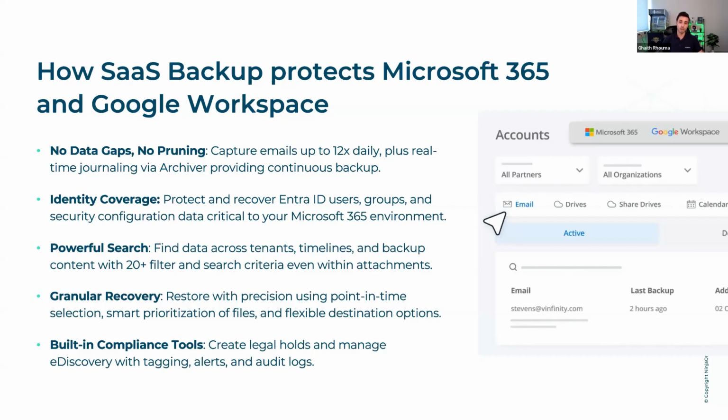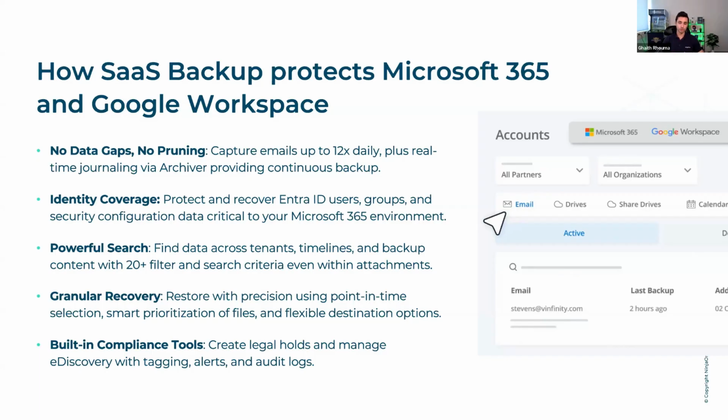Archiver is real-time backup. So we intercept the email, we make a copy, we back it up. Every single item that is going to be sent to the mailbox is going to be captured, right? Via journaling, that's the technology behind it. It's called journaling. Identity coverage. Now, speaking of Entra ID backup, we're going to see which objects we're capable of backing up.